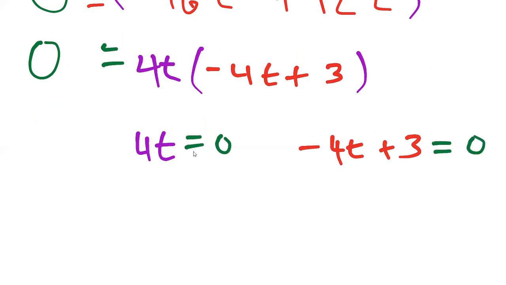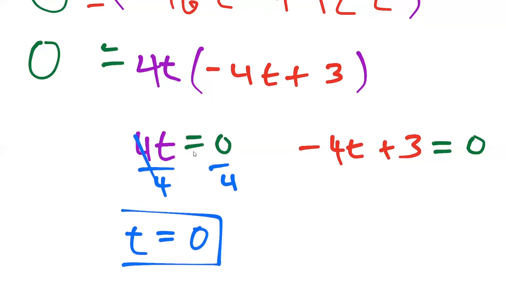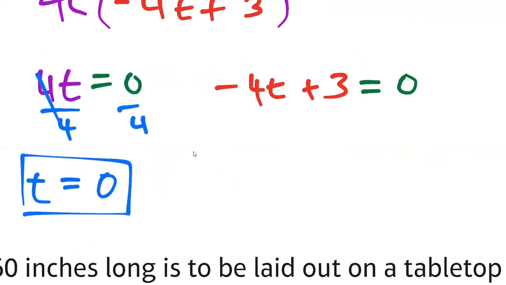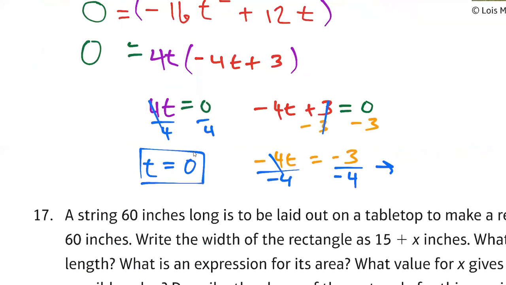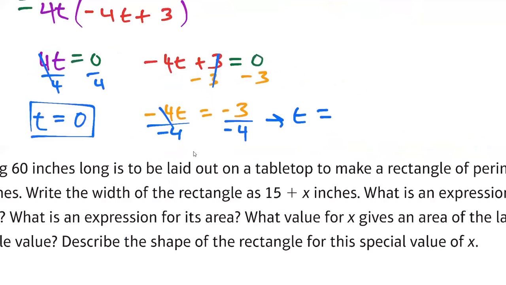and solve. Now all I have to do is get rid of the multiplication over here by dividing both sides by 4, boom, t is equal to 0. On this right side, subtract 3 from both sides. Negative 4t is now equal to negative 3. Divide both sides by negative 4, isolating t to be equal to negative 3 divided by negative 4. A negative divided by a negative makes a positive. 3 divided by 4 is 3/4, or for you decimal people, 0.75.